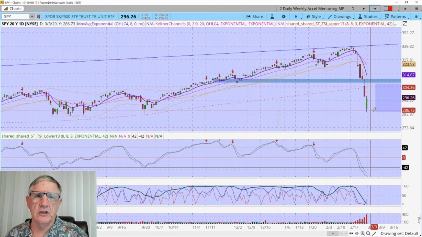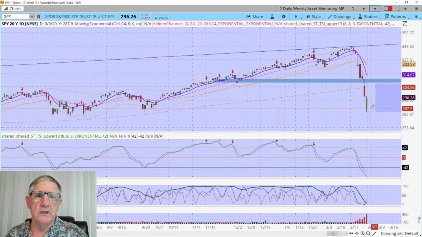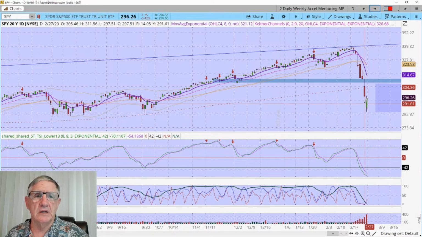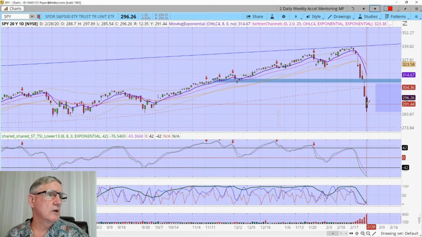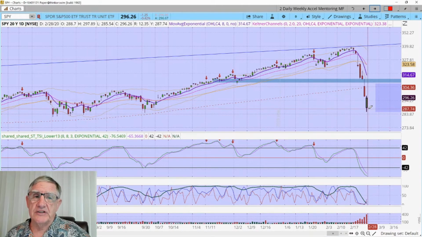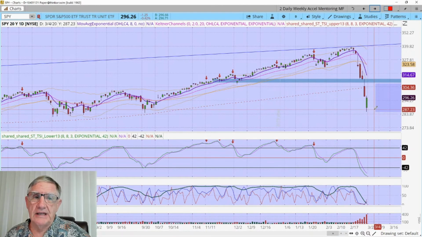So if I bought the spiders right here, where would I want to put my stop loss? Well, my stop loss would basically be immediately below the low here. The low there is 285.54. I would put a stop loss probably at 284.90. That would be my stop loss, if I bought it down here.